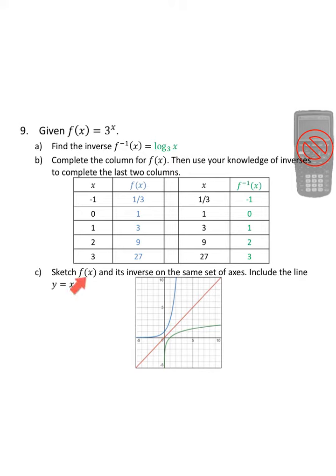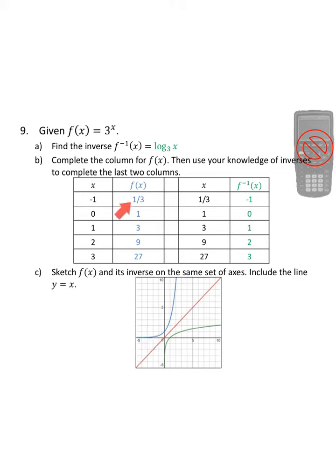Now, I want to sketch f of x and its inverse on the same set of axes, and I'm going to include the line y equals x, because we know a function and its inverse graphically are symmetric across the line y equals x, and I can kind of get a better idea of what it might look like. I cheated. I used Desmos.com to put this graph down because it's a lot easier for you to find instead of my shaky little hand drawing graphs.